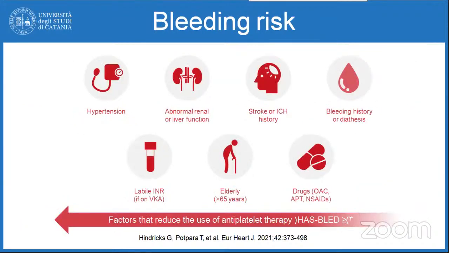These are the bleeding risks: hypertension, abnormal renal or liver function, stroke or intracranial hemorrhage history, bleeding history or diathesis, labile INR with the use of a vitamin K antagonist, elderly patients above 65 years, drugs such as oral anticoagulants, antiplatelets or non-steroidal anti-inflammatory drugs. Those factors reduce the use of antiplatelet therapy, as in patients with high bleeding risk. Next.